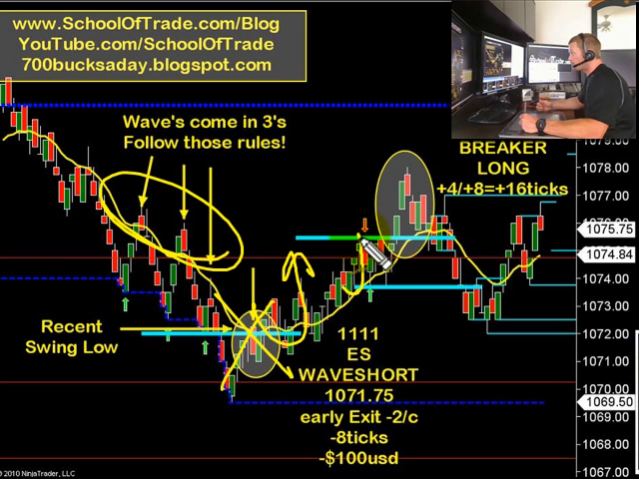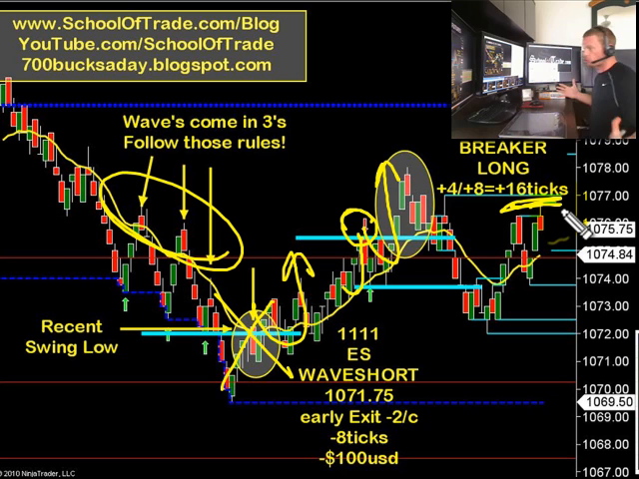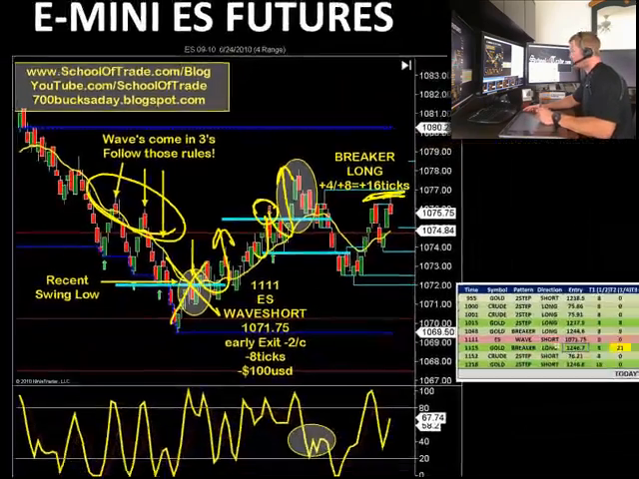We break above overhead resistance, mark up our swing high, break above that swing high, and there's a breaker long for 16 ticks. All right, guys, so real easy. We saw lots of great patterns of the S&P today, but you got to follow your rules, though, right? I clearly did not on that early exit for a loss of $100 there in the S&P. All right, let's keep going.